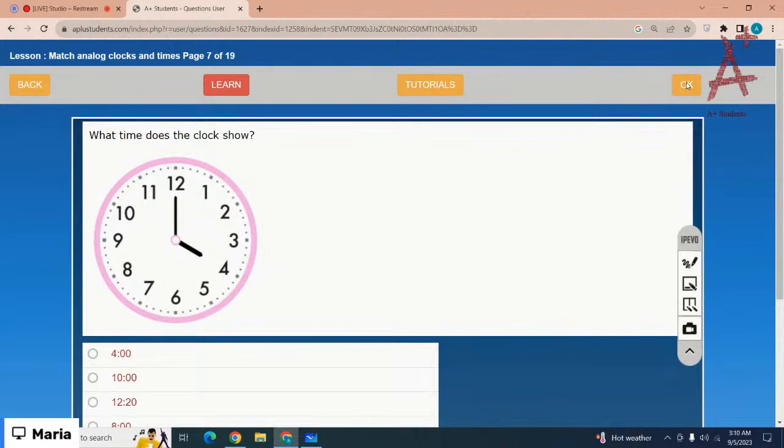What time does the clock show? Which is the correct option? The clock shows 4, right? That means it is 4 hours and 0 minutes. The correct option is 4 hours and 0 minutes.